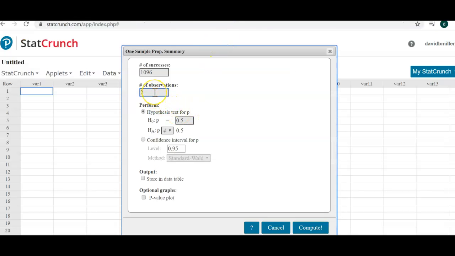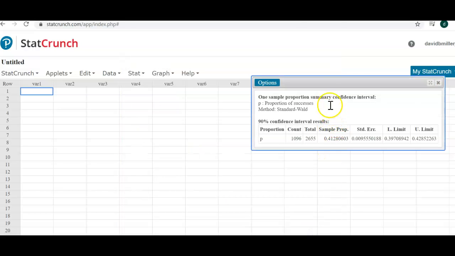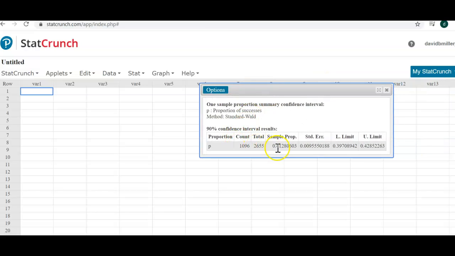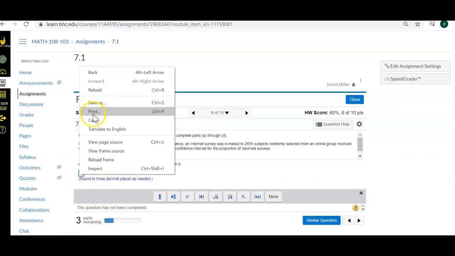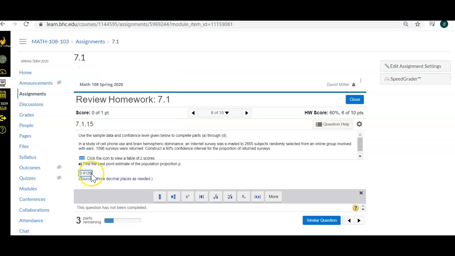2,655. We want a confidence interval of 0.90, and we're going to compute. This gives us our sample proportion, 0.4128. That is our best point estimate. So we're going to pop that in here and round it up to 0.413.